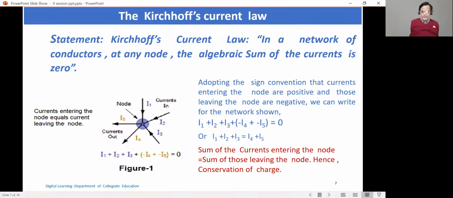Therefore, Kirchhoff's current law can be simply taken as a second statement of the law of conservation of charge, an alternate statement for the law of conservation of charge. We next go on to Kirchhoff's voltage law.